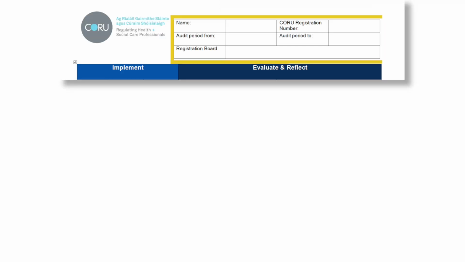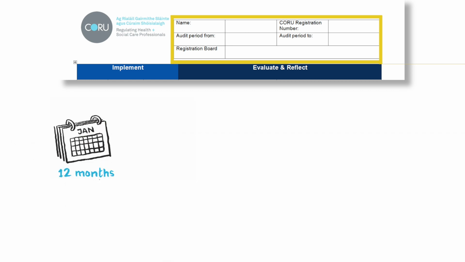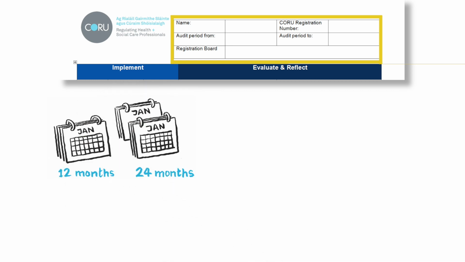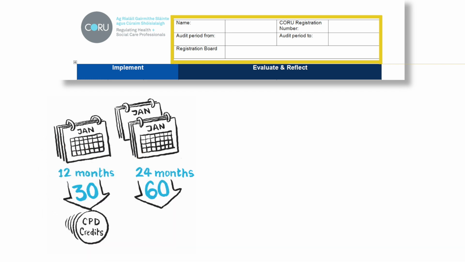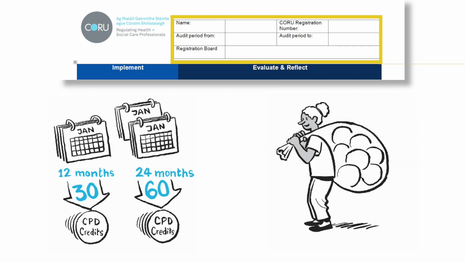Begin by entering your name and CORU registration number before defining the audit period. You should know that some registration boards will audit a 12-month period and others a 24-month period. Overall, you'll need to show 30 CPD credits in each 12-month period. In fact, you might well have gained more credits than required, and it's up to you to choose which credits you want to include on the record.